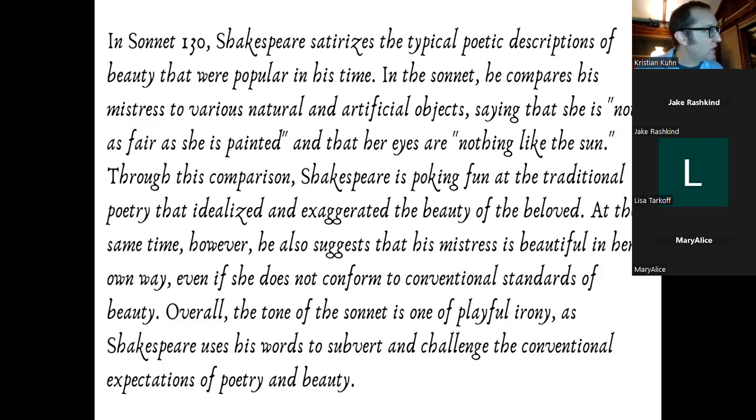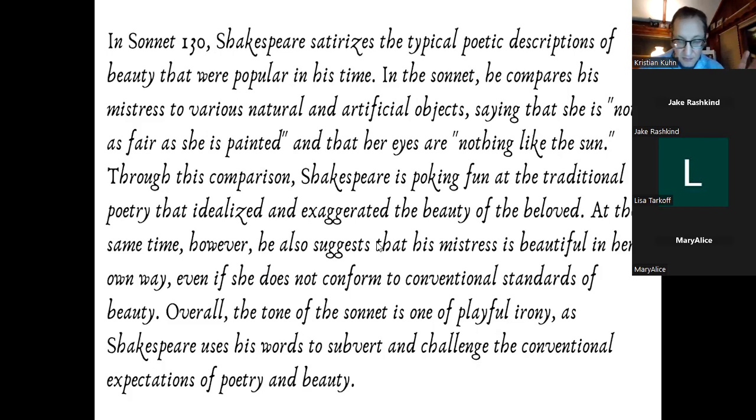This is one where I'm like, all right, be the craftiest cheater in your classroom. Look at what I made ChatGPT do for this one. Again, focusing on Sonnet 130. In Sonnet 130, Shakespeare satirizes the typical poetic descriptions of beauty that were popular in his time. In the sonnet, he compares his mistress to various natural and artificial objects, saying that she's not as fair as she is painted and that her eyes are nothing like the sun. Through this comparison, Shakespeare is poking fun at the traditional poetry that idealized and exaggerated the beauty of the beloved. At the same time, however, he also suggests that his mistress is beautiful in her own way, even if she does not conform to conventional standards of beauty. Overall, the tone of the sonnet is one of playful irony, as Shakespeare uses his words to subvert and challenge the conventional expectations of poetry and beauty.